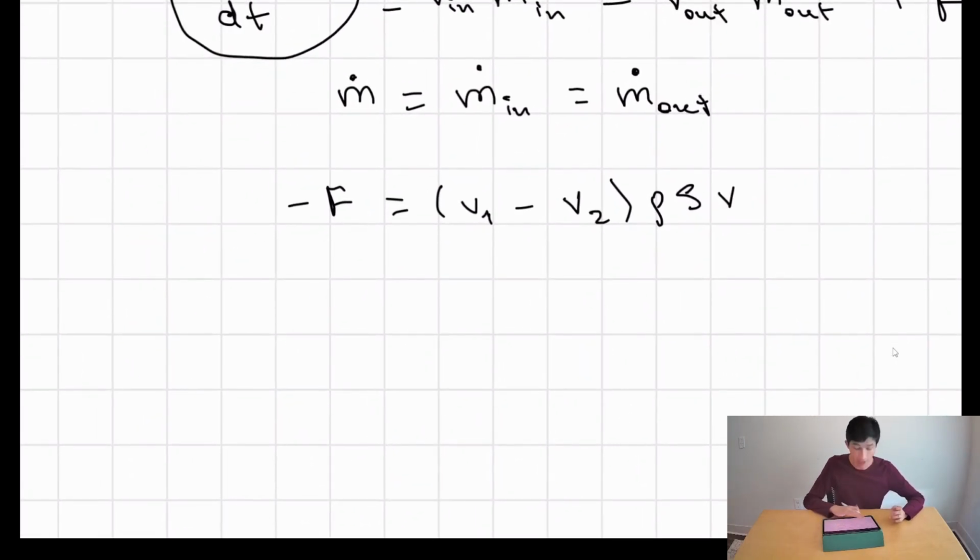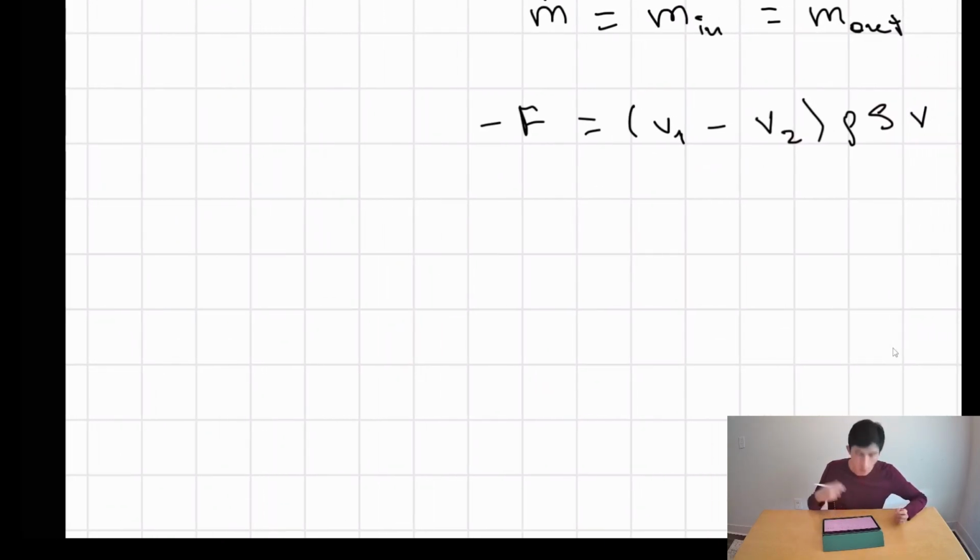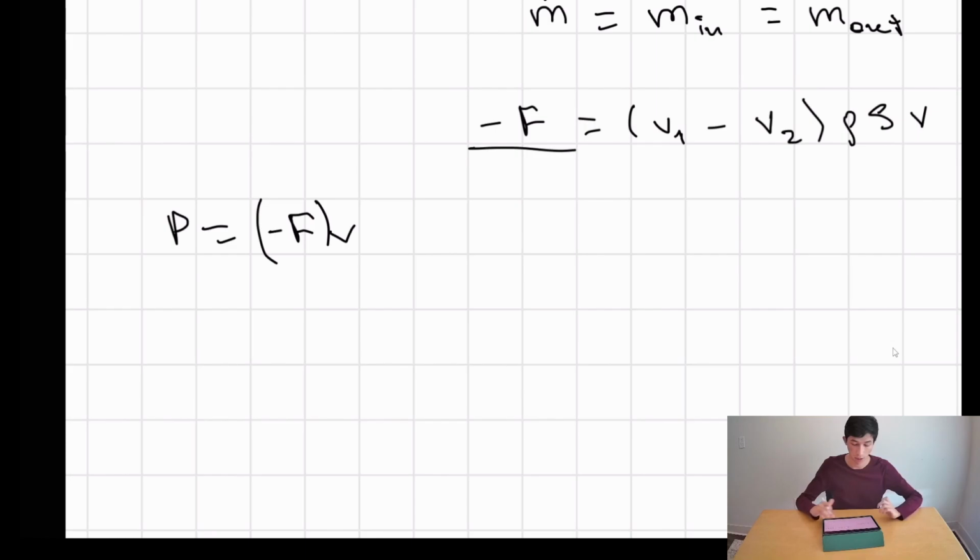Okay, and again the force is negative because we're considering the force of air to the blades, right? That's why we're going to consider the negative force. And if we talk about the power, we know that the power is equal to force times the velocity, right? And in our problem, it's going to be the negative force because of the force we're considering.